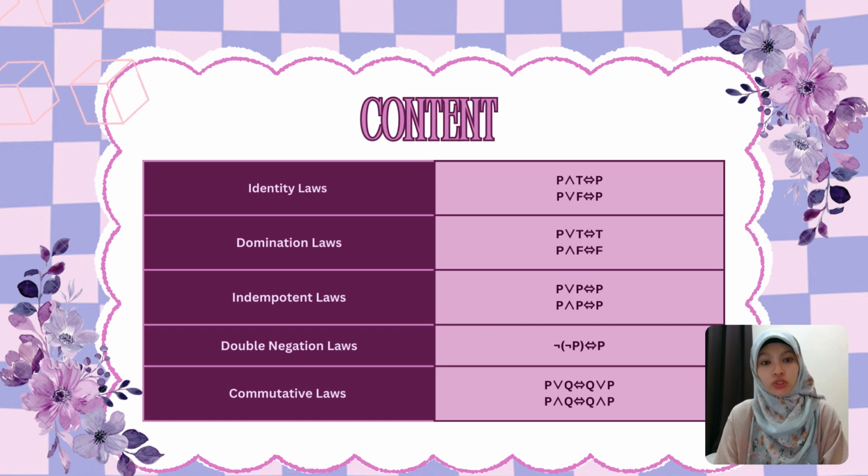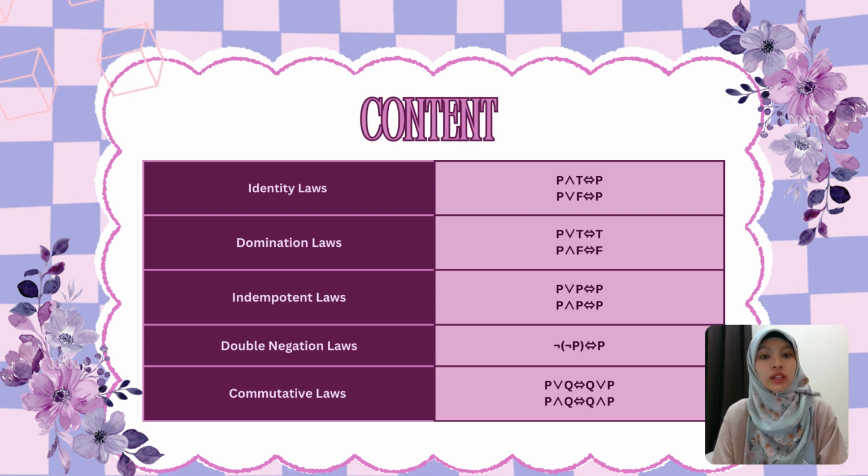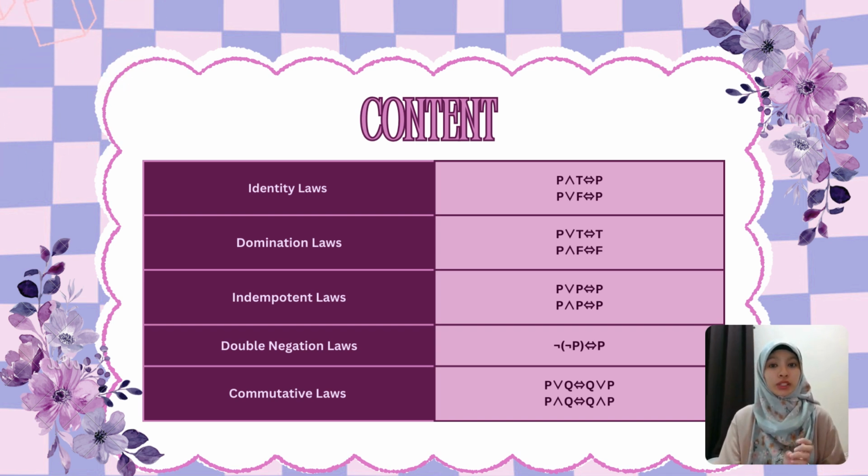P or true is logically equivalent to true, or P and false is logically equivalent to false, which also means if a variable or true, you will get true, or if a variable and false, you will get false. Third, idempotent law. P and P, you will get P, which means logically equivalent to P, or P or P is logically equivalent to P, which means if it's the same variable, either it's and or or, you will get the variable.